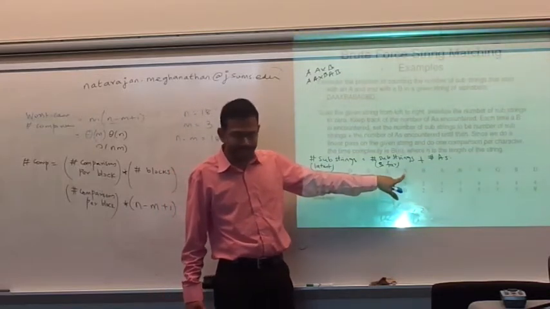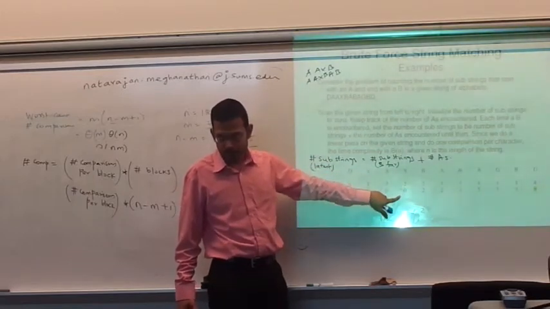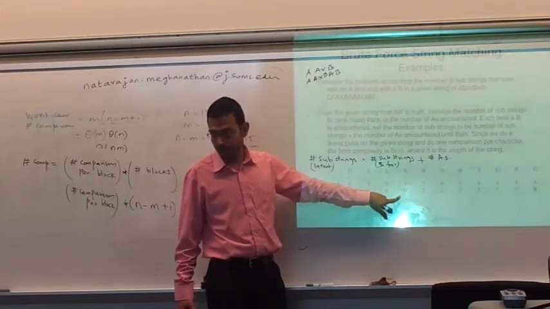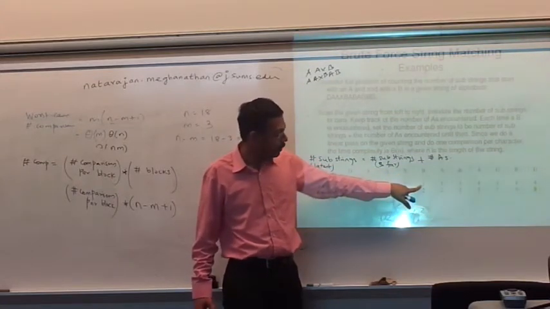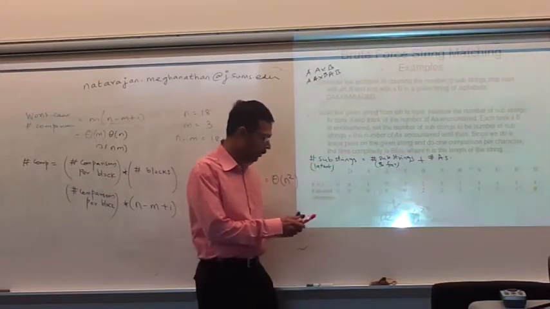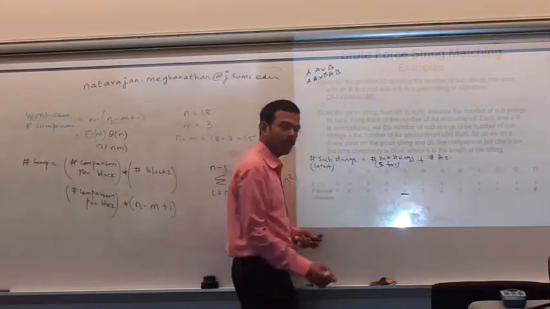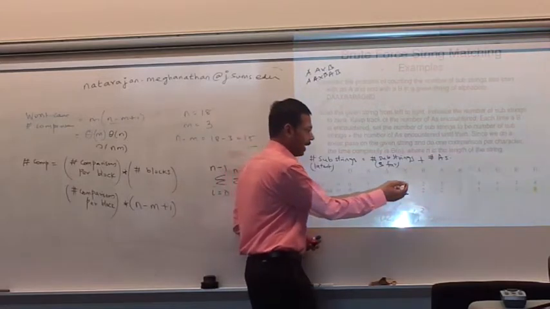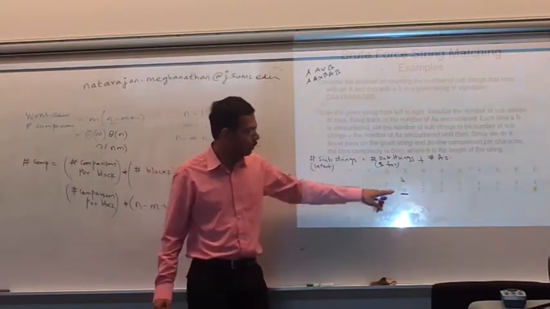Then you encounter an X, which is neither A nor B, so the number of A's is still 2 and the number of substrings is 0. Then you encounter a B. It's not an A, so the number of A's is still 2, but the number of substrings is what? Whatever it is so far, which is 0, plus the number of A's we have encountered so far, which is 2. So 0 plus 2 is 2.